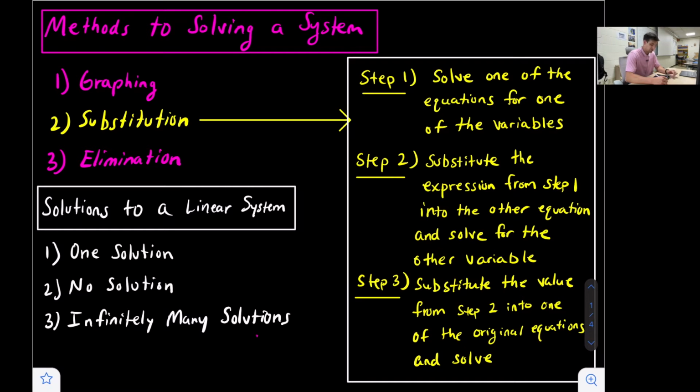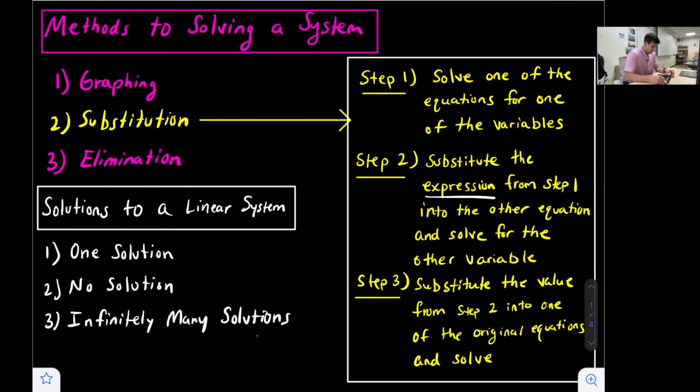Step two, we want to substitute the expression from step one into the other equation and solve for the other variable. So notice this says substitute the expression. For example, we might have y equals 4x plus 5. So y is equal to 4x plus 5. We're going to take 4x plus 5 and substitute it into the other equation for the y variable. Then once we find whatever x is equal to or whatever y is equal to, the number, we're going to substitute that value from step two into one of the original equations, and we're going to solve for the missing variable.